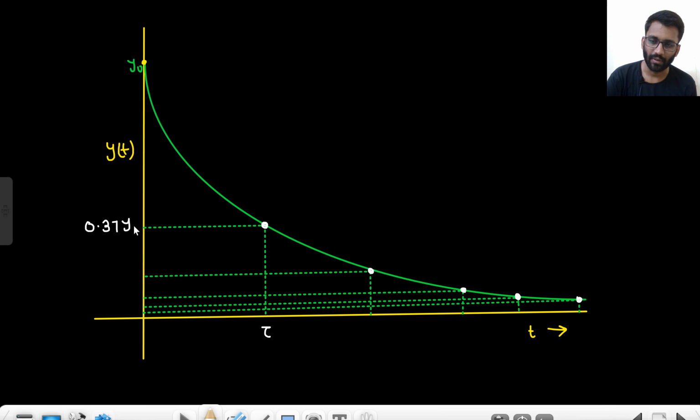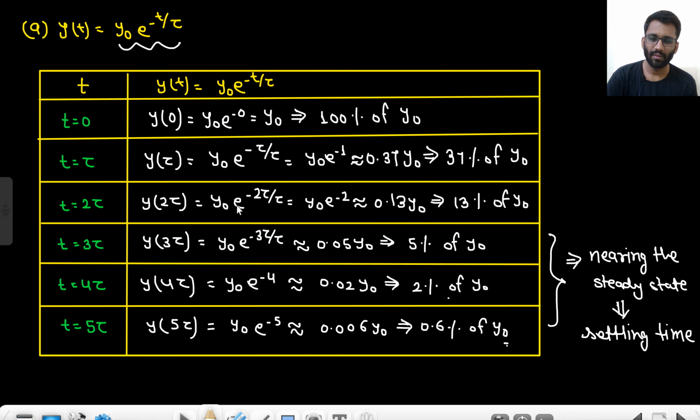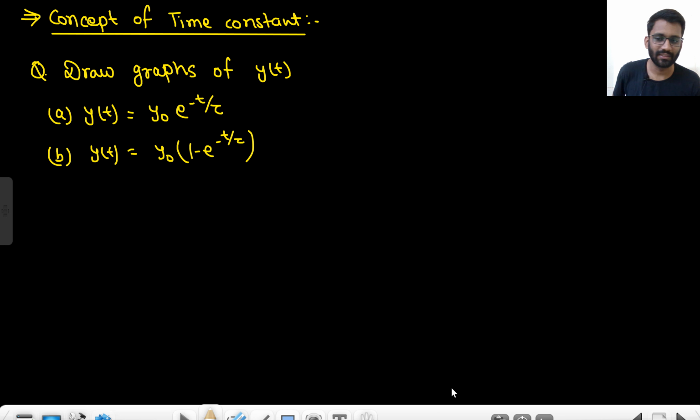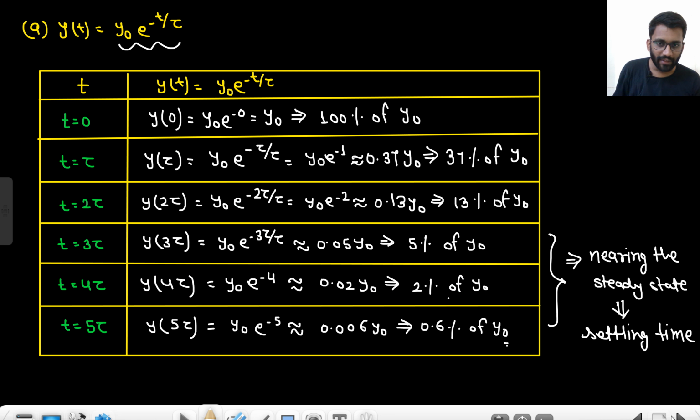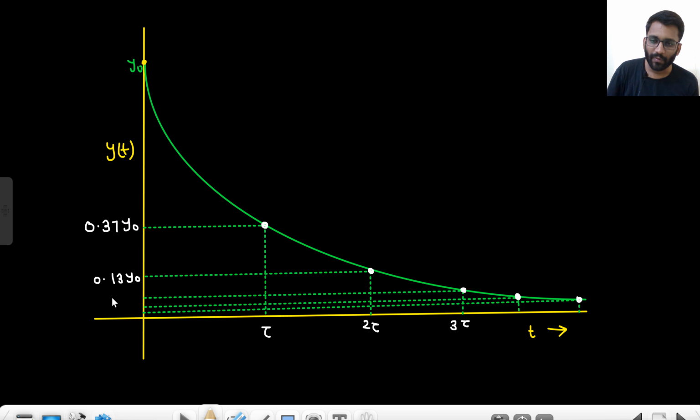0.37 y naught. At t equals 2 tau, what are you having? Someone calls this tau. Actually, the real name is tau only, but I call it tau. Okay, so at 2 tau, what are you having? 0.13 y naught. At 3 tau, what are you having? At 3 tau, you are having 0.05 y naught.